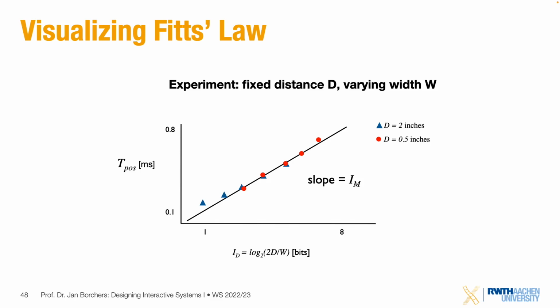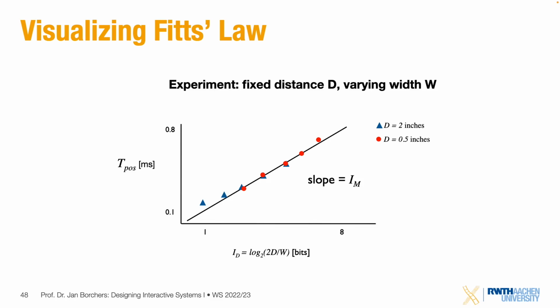And this said, okay, so if I have a linear relationship between the index of difficulty and the positioning time, then that means there needs to be a constant factor that basically leads from one to the other. And that constant factor is the slope of that line, and that slope of the line is the index of movement, right? So the more this line gets tilted up, the steeper the slope is, the higher the index of movement, meaning that as your index of difficulty goes up, the slower your technique is, right? The device you use.